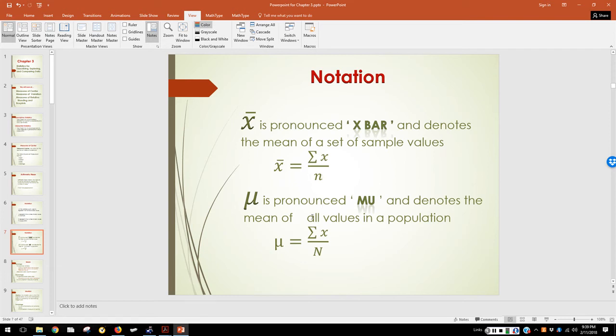The mean of a population is actually calculated exactly the same way. The only difference is that the mean of a population is given the symbol mu, which is a Greek lowercase m. And it's pronounced mu. It denotes the mean of all the values in a population. And again, mu is the sum of all of the data values, the sum of the x's, divided by the size of the population, which is capital N.